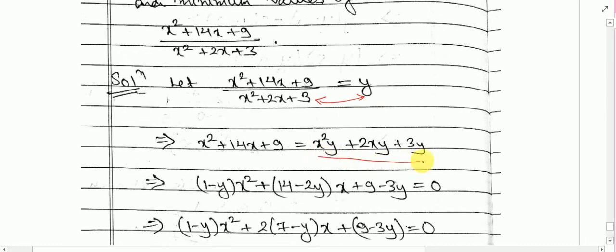And then everything that you have on the right should be taken to the left. And you have to get a quadratic equation in x. That means you should write in this form. Like here you can see this is like your a, this is like your b, this is like your c. So you got a quadratic equation in x. Clear?